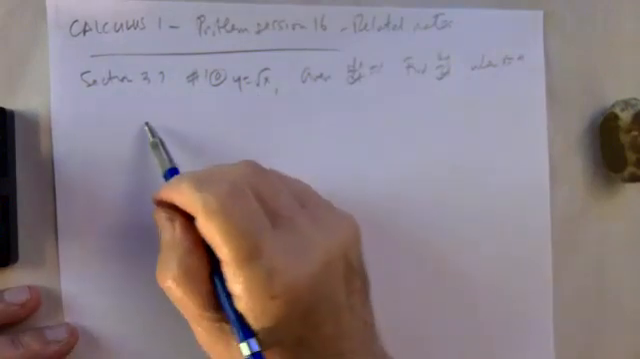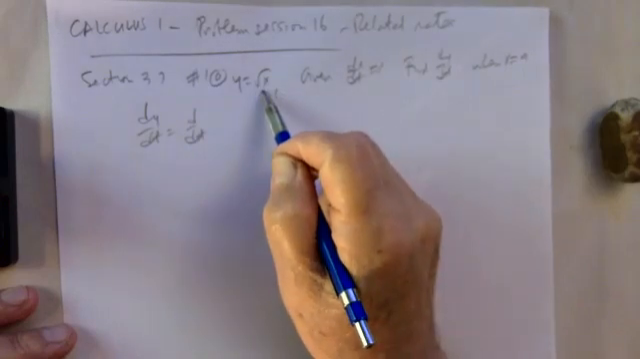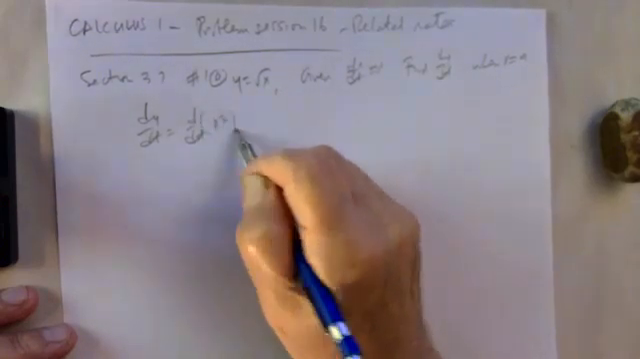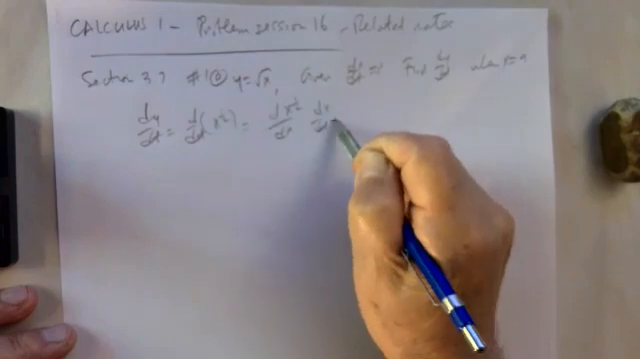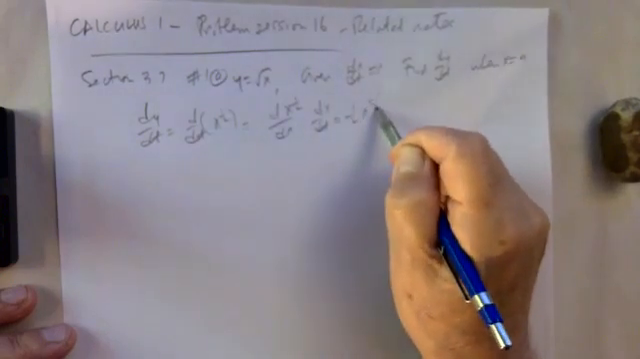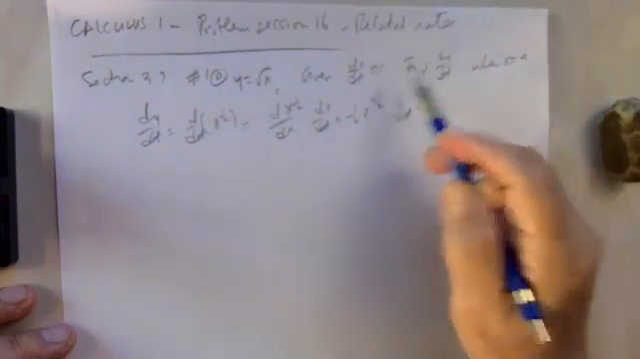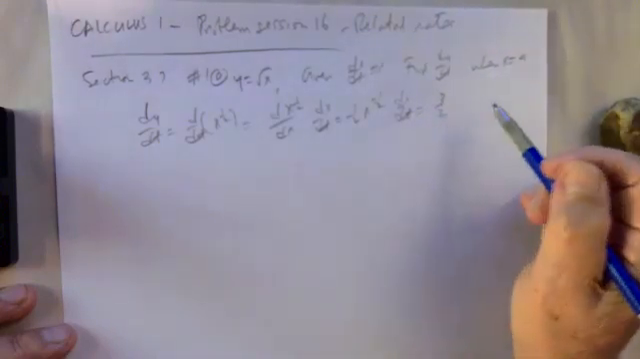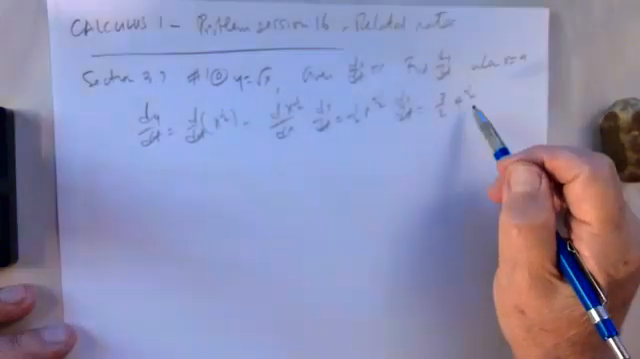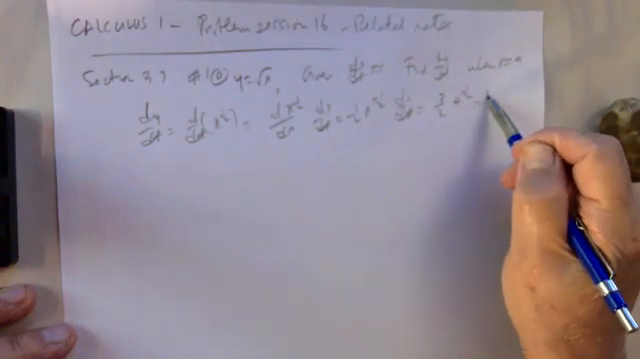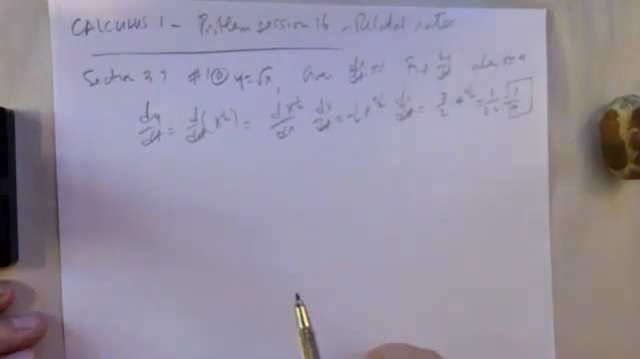So dy dt is the derivative with respect to t of the square root of x, or x to the 1/2, which by the chain rule is the derivative of x to the 1/2 with respect to x, times dx dt. This is 1/2 x to the minus 1/2 dx dt. Dx dt, we're told, is 3. So this is 3/2 times 4 to the minus 1/2. Square root of 4 is 2, so this is 3 over 2 times 2, or 3/4.